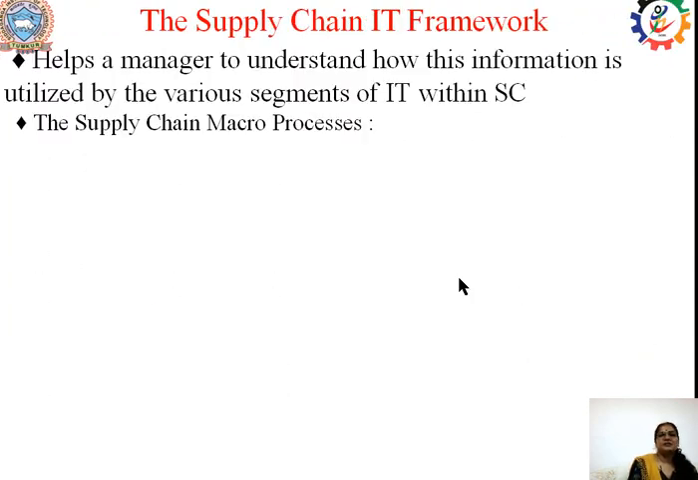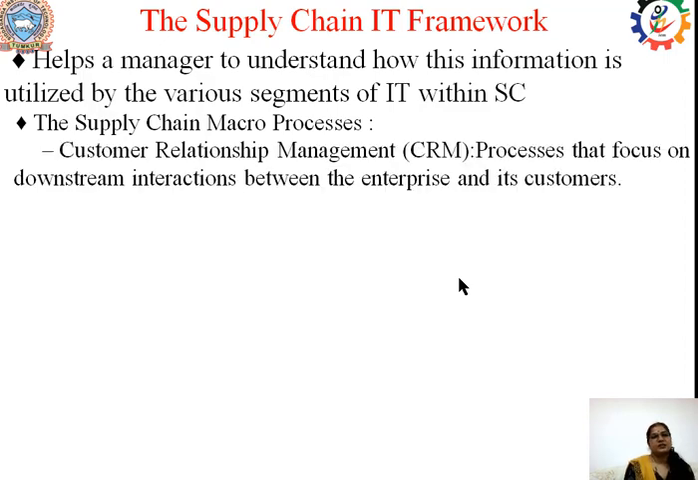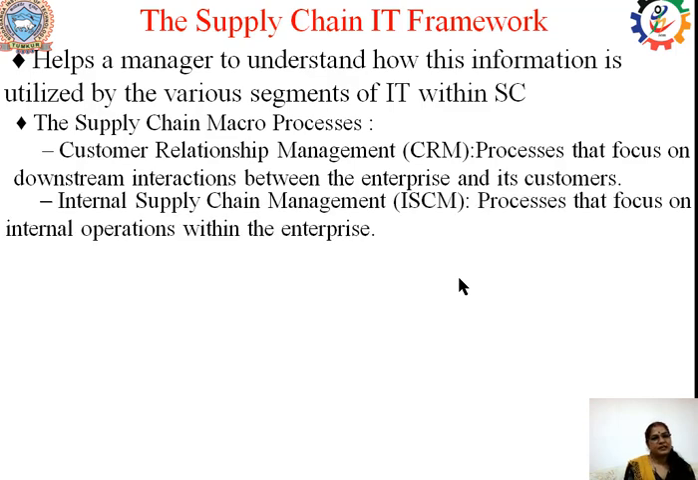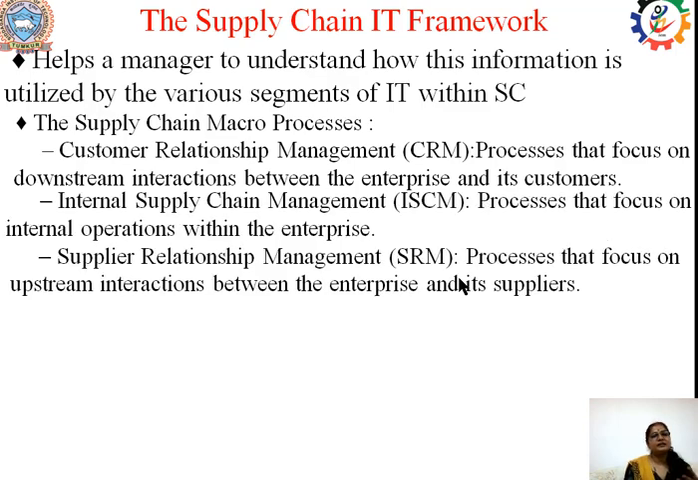So now let us see what this supply chain IT framework is. It helps a manager understand how this information is utilized by various segments of IT. All the processes that come under the purview of supply chain can be divided into 3 macro processes called customer relationship management, supplier relationship management, and internal supply chain management.